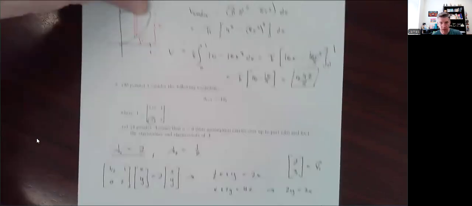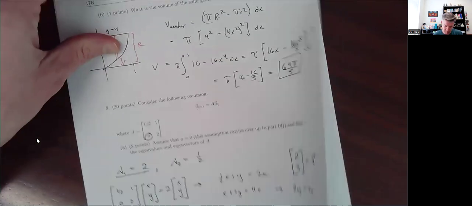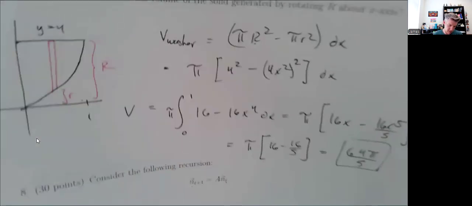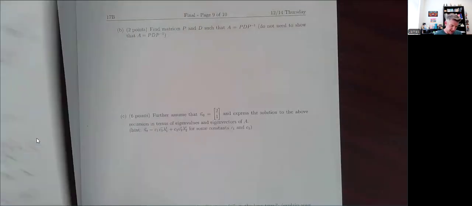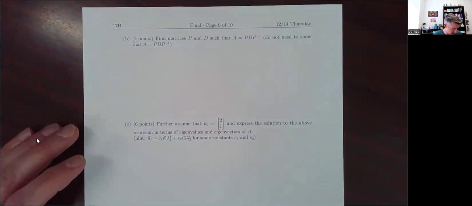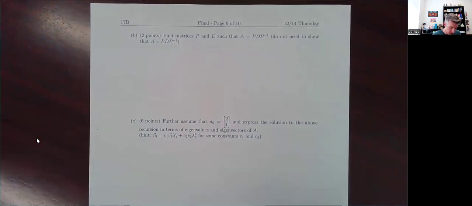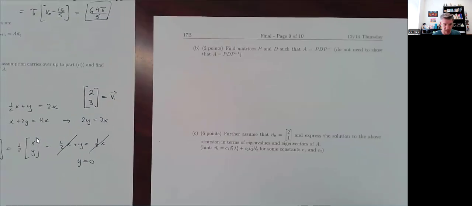Great. Moving on to part B. Find the matrices P and D so that A equals PDP inverse. Cool. Matrix P is just the matrix of eigenvectors. You can pick it in either order you want. The only thing you have to worry about is making sure that the orders match up.